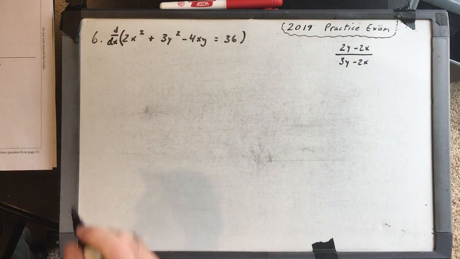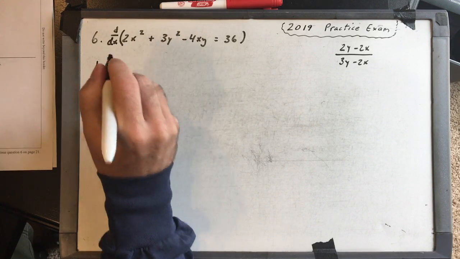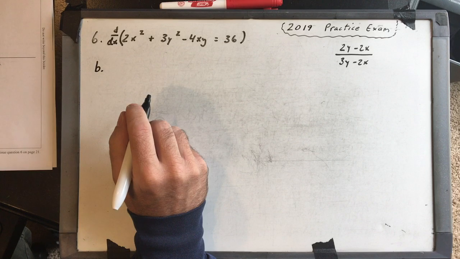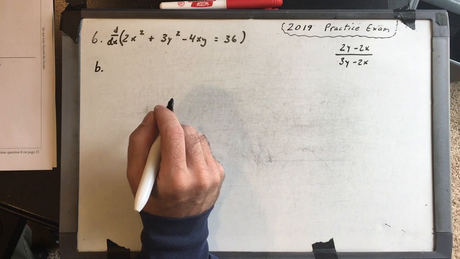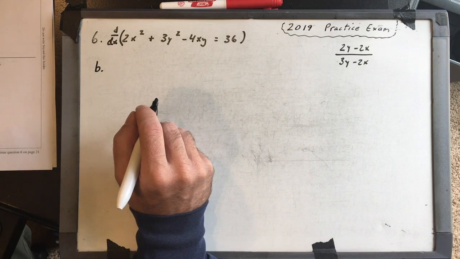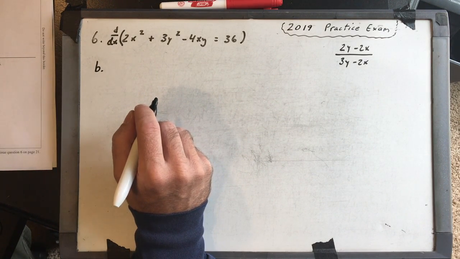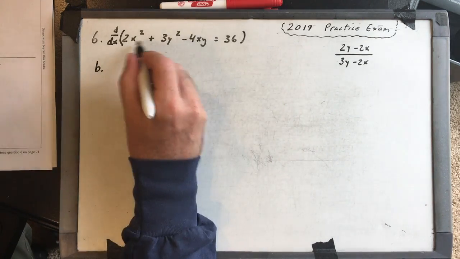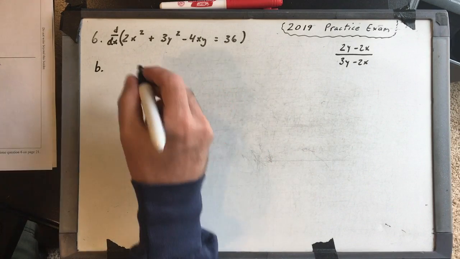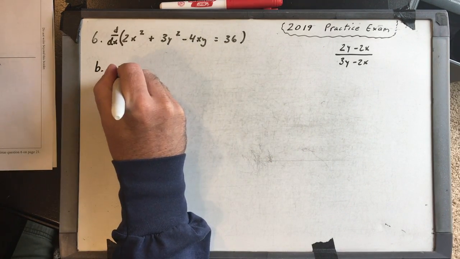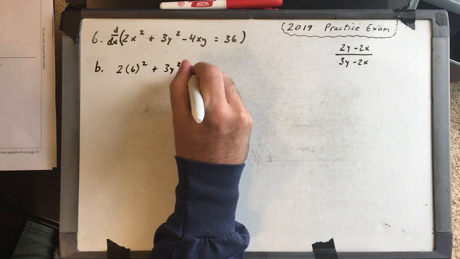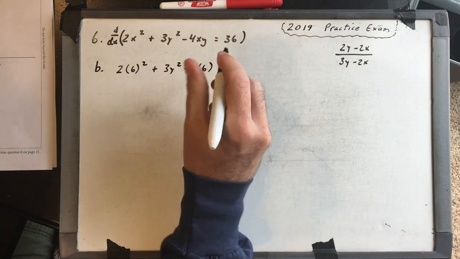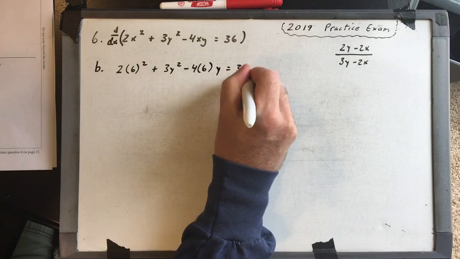Okay, part B says find the slope of the line tangent to the curve at each point on the curve where x is equal to 6. So we've got to figure out, when x is equal to 6, plug 6 in, what are the y values? And it could be more than 1. So just going back to this original equation, we've got 2 times 6 squared plus 3y squared minus 4 times 6 times y is equal to 36.